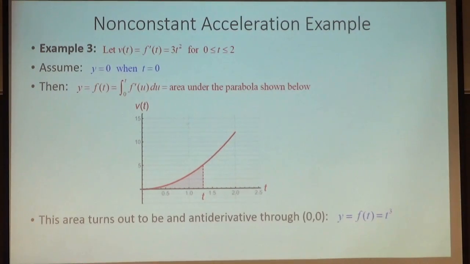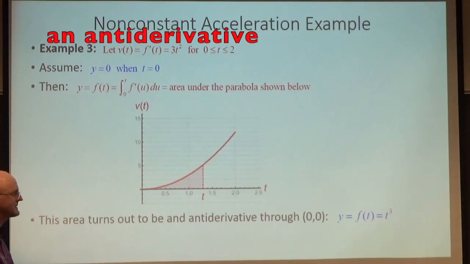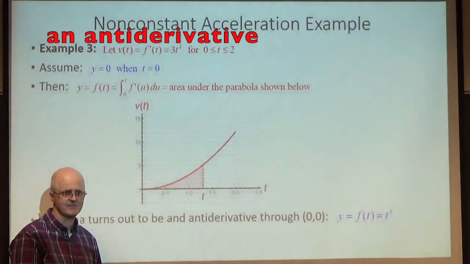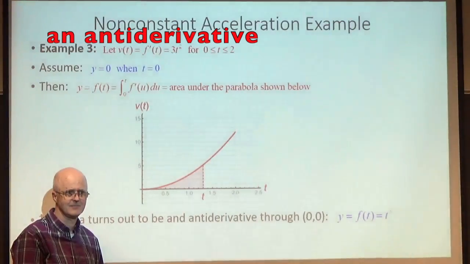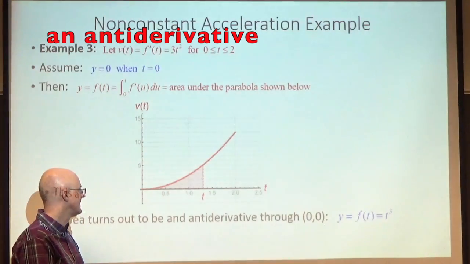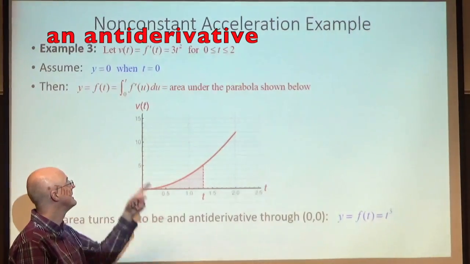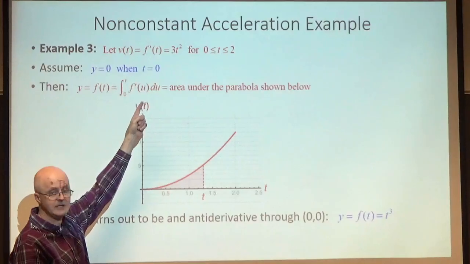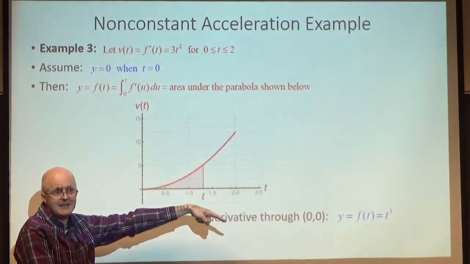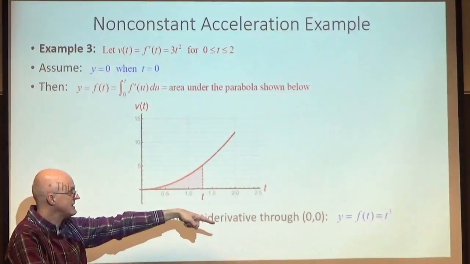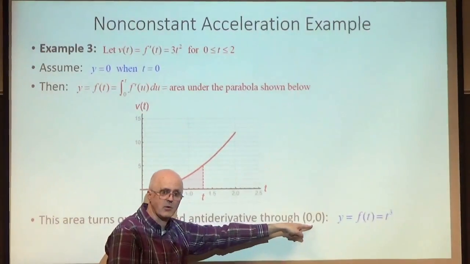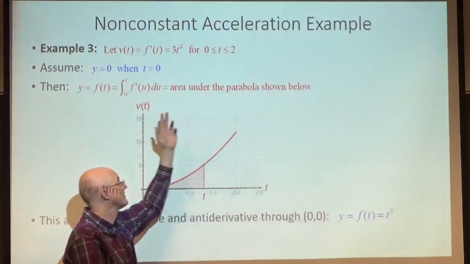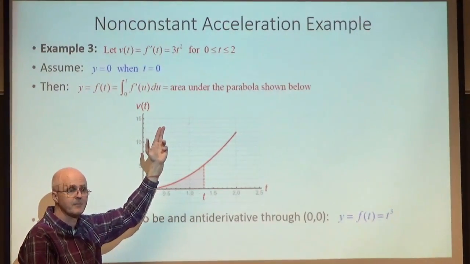And that does go through the origin. I'm saying it's t cubed. I'm not saying y in this case, though. I'm saying the position function is t cubed, which is an antiderivative of the velocity. Integrate 3t squared, you'll get t cubed plus c. C is going to be 0 because I want the graph of this function to go through the origin. This is a function whose derivative is the velocity, 3t squared.